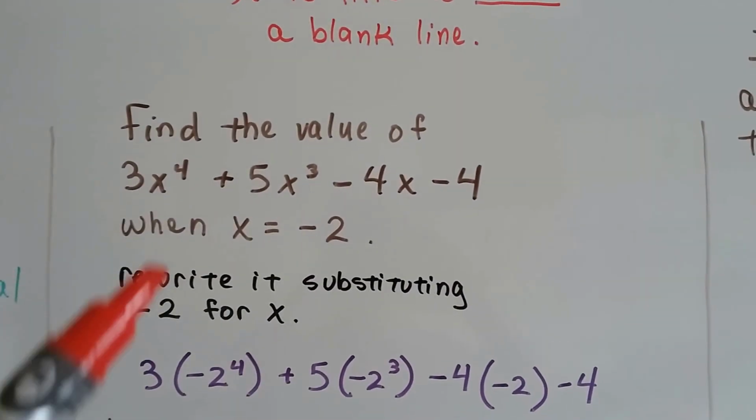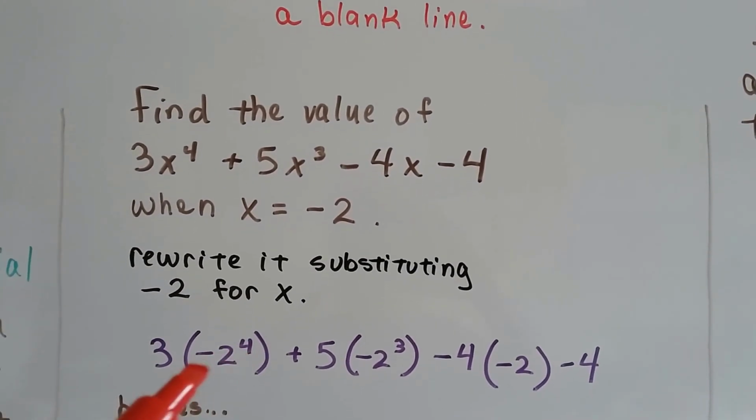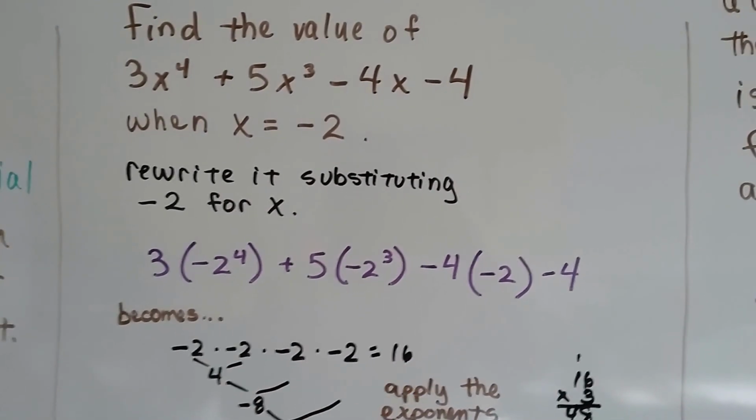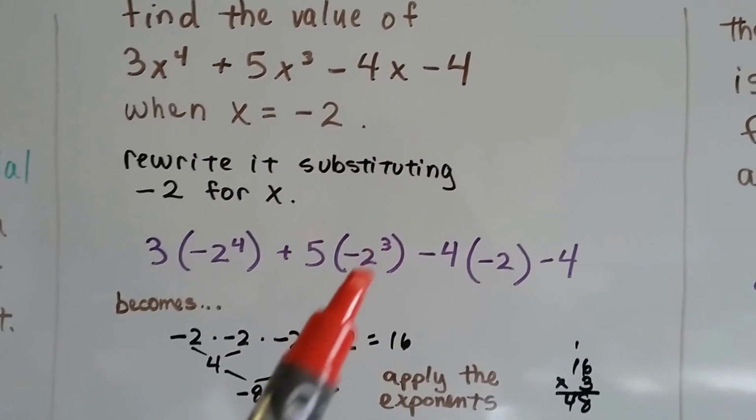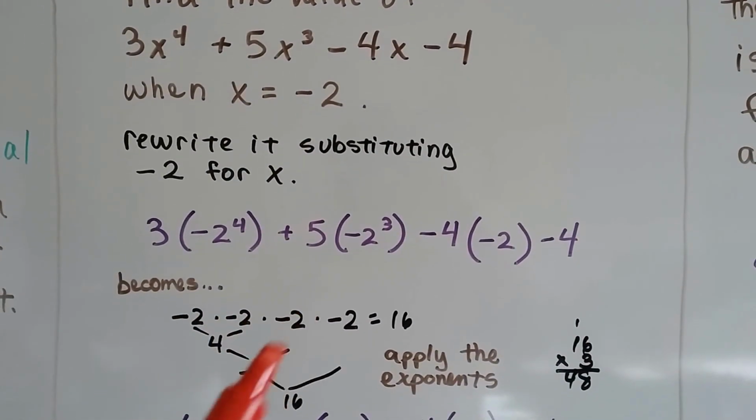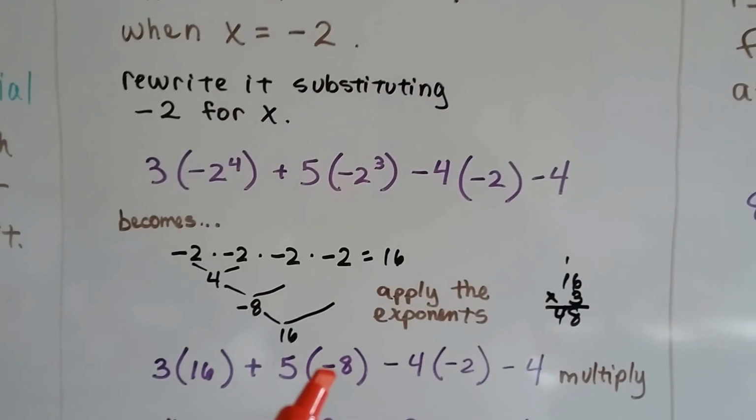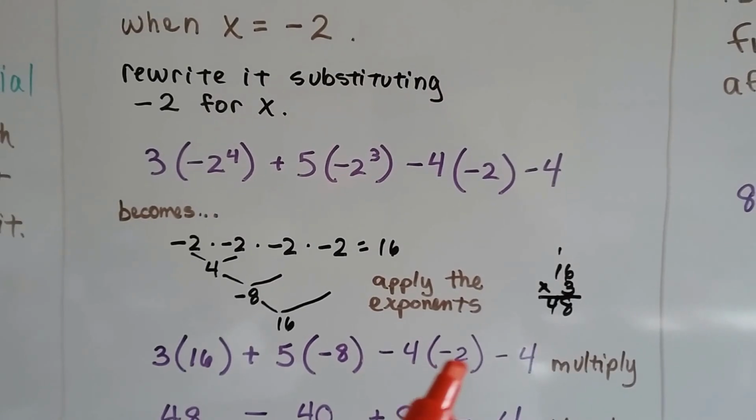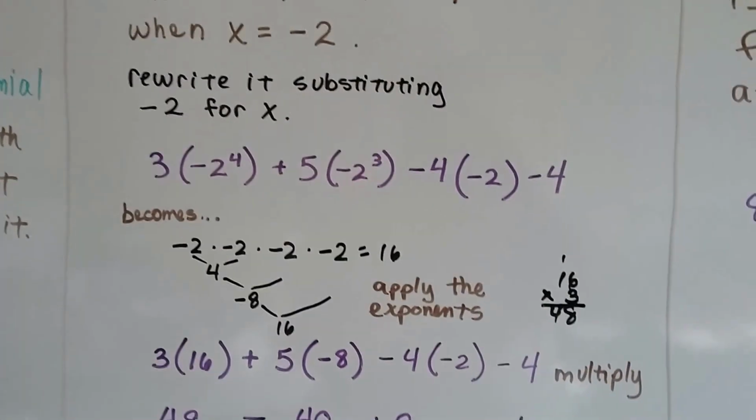So the exponent is going to come with, so we've got negative 2 multiplied to itself 4 times. When we do that, we get a positive 16. And for this one, we do the negative 2 multiplied to itself 3 times. 1, 2, 3. That's a negative 8. So we plug that in for that value. And then we have our negative 4 times the negative 2 and minus 4. See? There's our other negative 2.